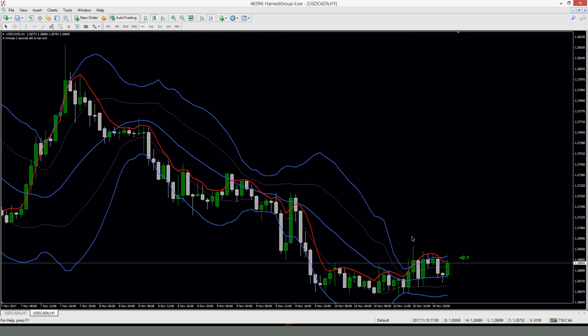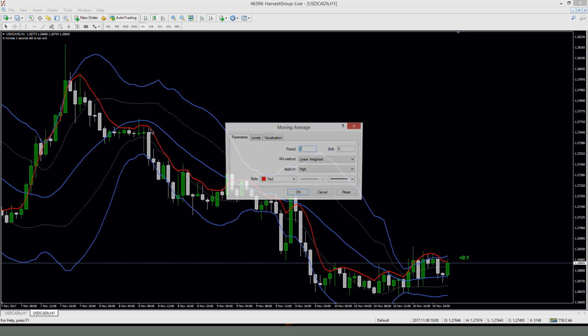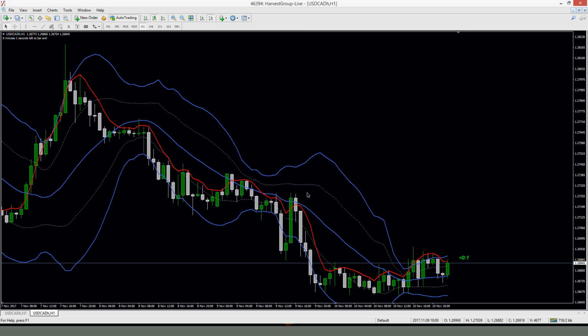Okay, so now we're going to move towards the moving averages. What you need to understand about these moving averages that I already explained earlier is that they also tell us where the trend is going. Moving average high is MAHI 5 and MAHI 10, and these are sell indicators, while MALO 5 and MALO 10 are buy indicators. The first thing that we're going to look at is the MAHI 5: moving average period 5, linear weighted, applied to high, and whatever color you like.